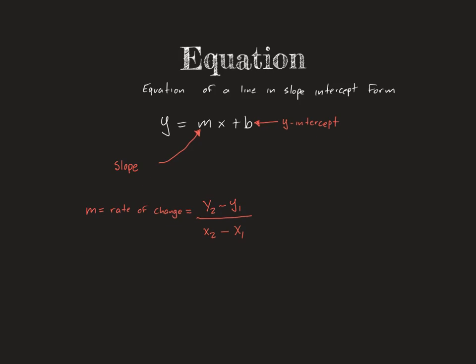And the important part about b is that it is where x equals 0. So every time that x equals 0, that's going to tell you what the y-intercept is. You're going to see it in the graph in the next portion, but that is the main part. The b is going to tell you where it crosses the y-axis.